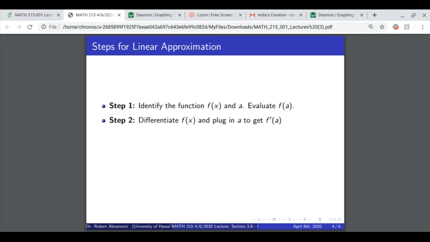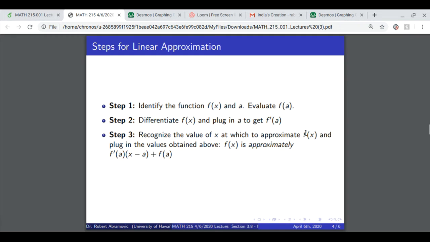Step 2 is to differentiate the function and plug in this value a to get f prime of a. So the goal is that we should be able to evaluate f of a and f prime of a pretty much without using a calculator, without doing too much arithmetic, using the math we know.